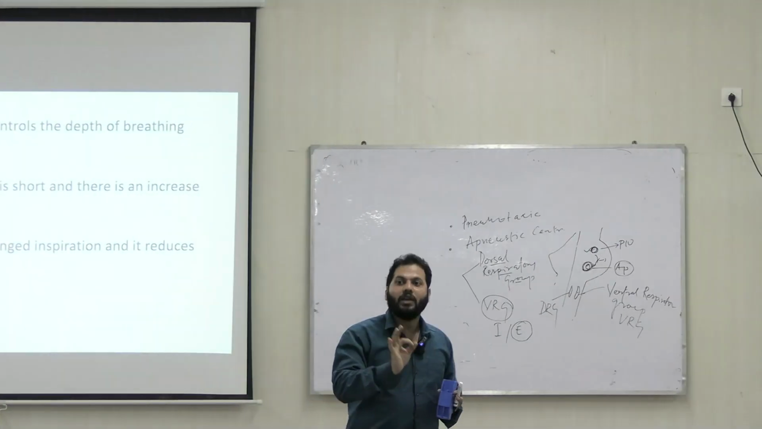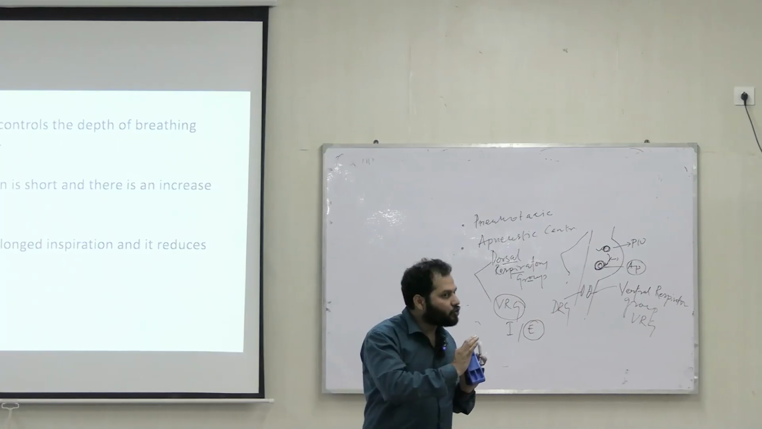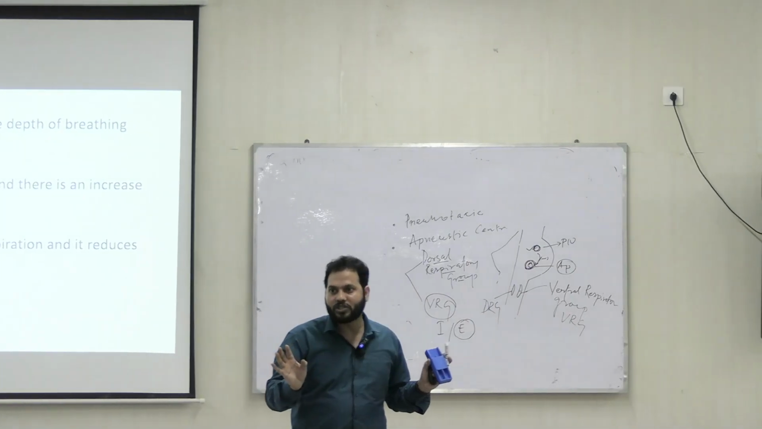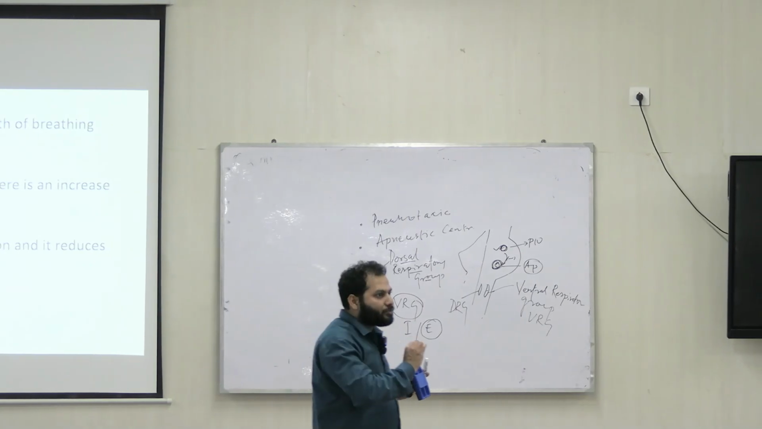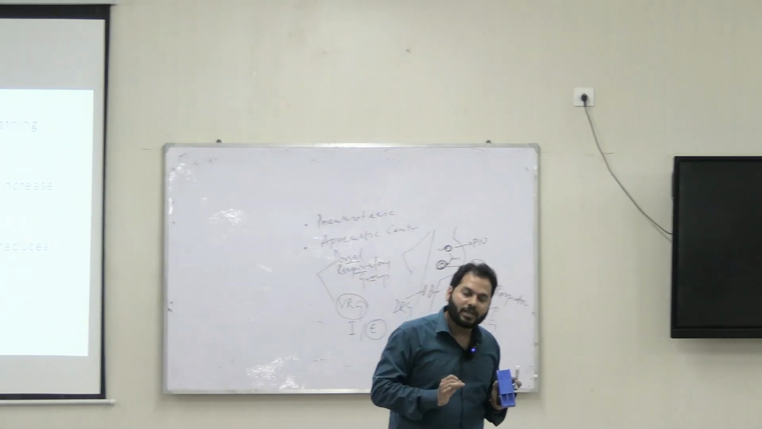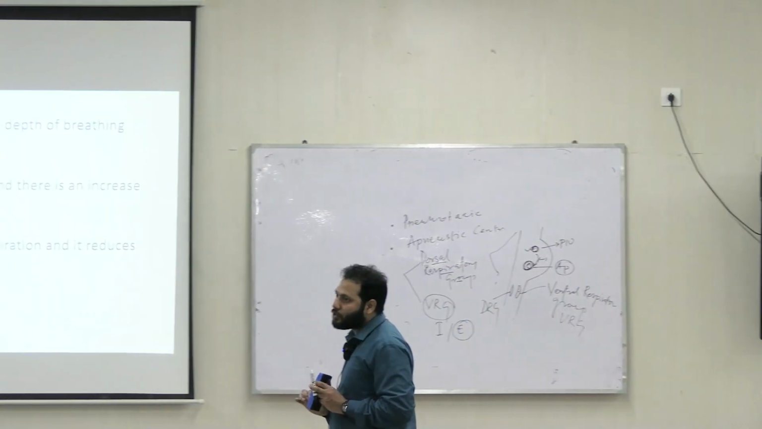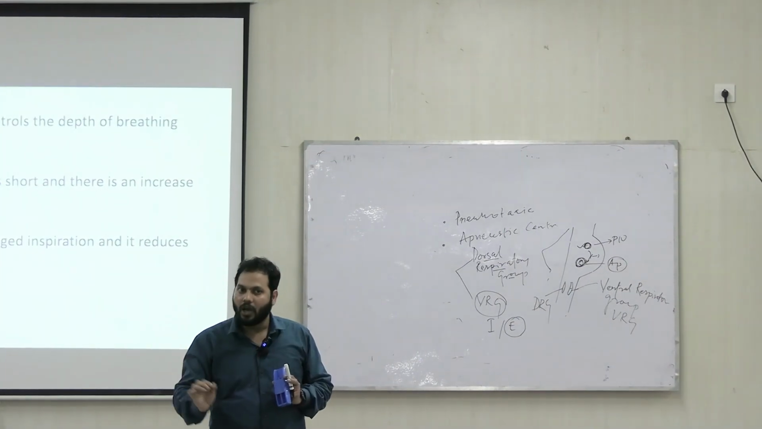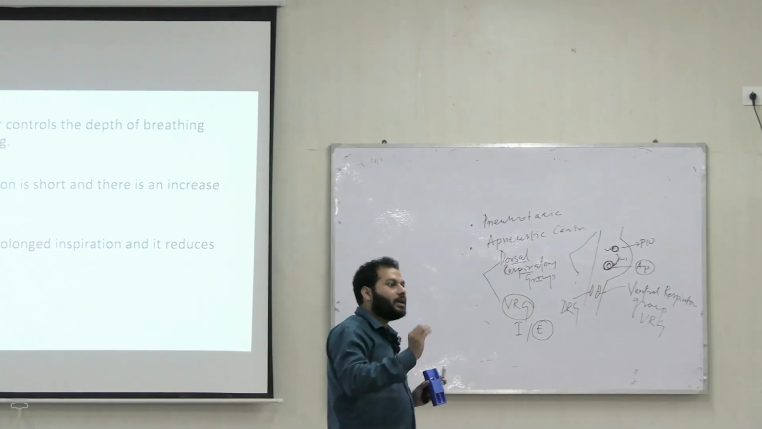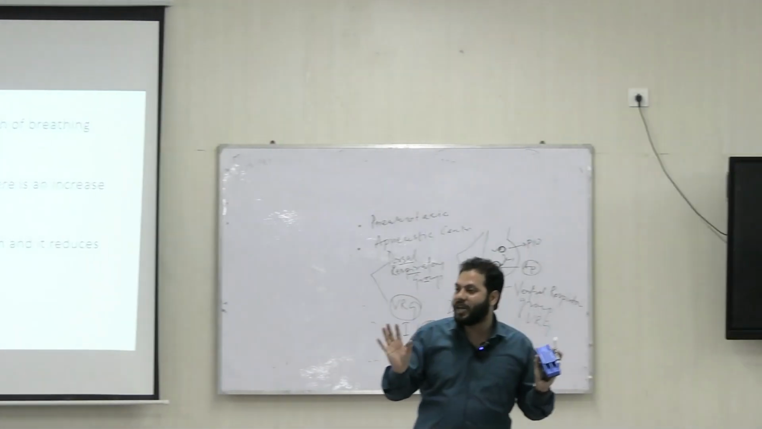The dorsal area is mainly involved with the inspiratory process. There is no involvement of the dorsal respiratory group in the expiratory process. Whereas the ventral respiratory group is mainly involved with inspiration and expiration. More specifically, it is involved with the regulation of forceful expiration.